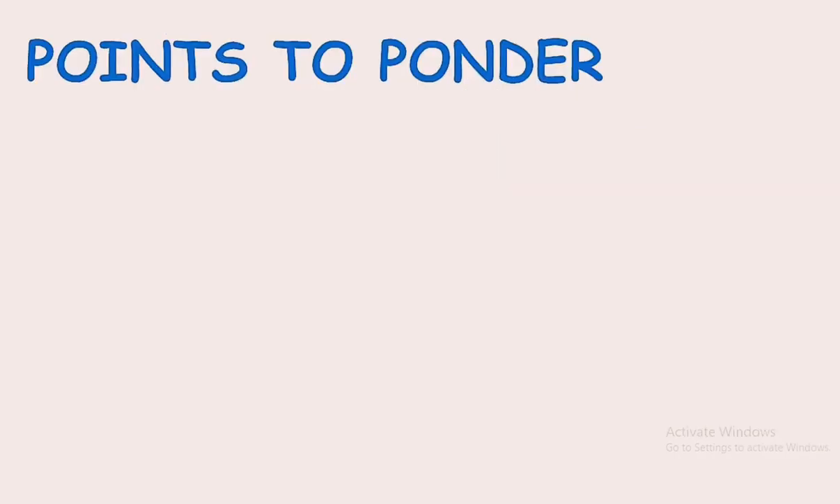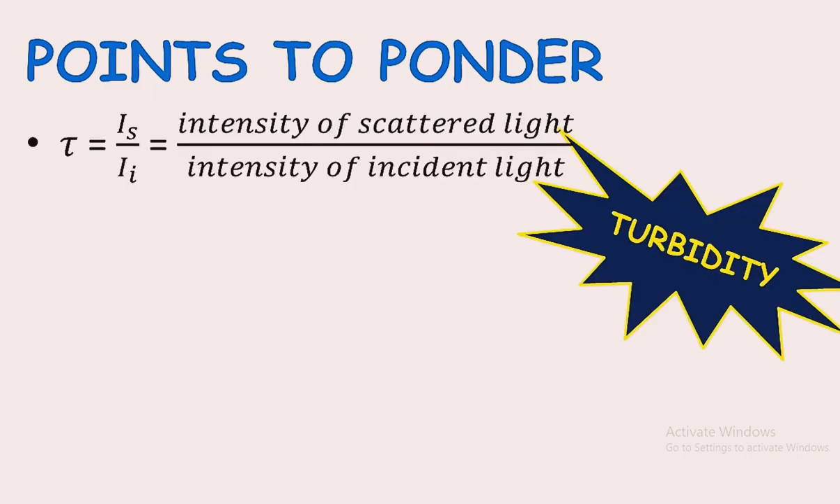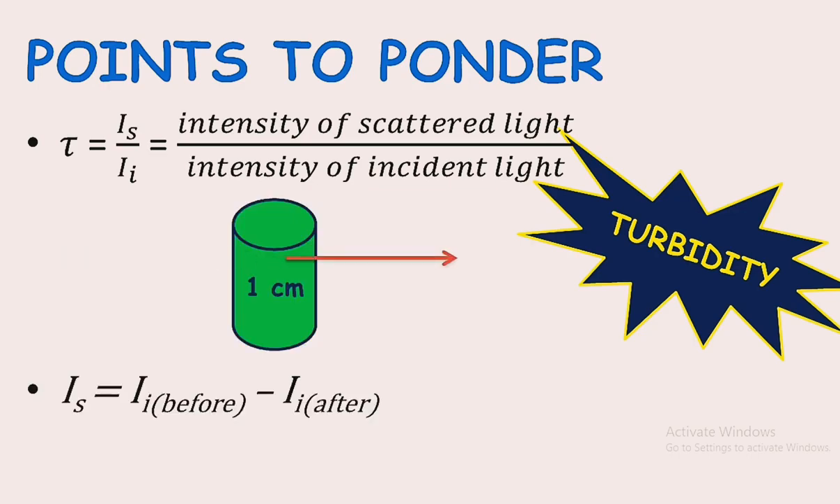Some points to ponder about scattering of light are: it can be described in terms of turbidity, that is, the ratio of intensity of scattered light to intensity of incident light when it is passed through 1 centimeter of solution. Intensity of scattered light is the difference in the intensity of incident light before and after passing through the solution.